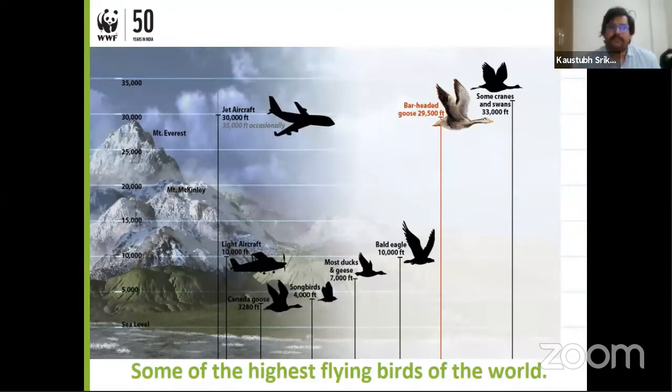Right. So if you see, this is the pattern of some of the highest flying birds in the world. We see our cranes and swans, and we see the bar-headed goose flying really on top, while we've already discussed the songbirds that fly mainly up to about 5,000 kilometers.